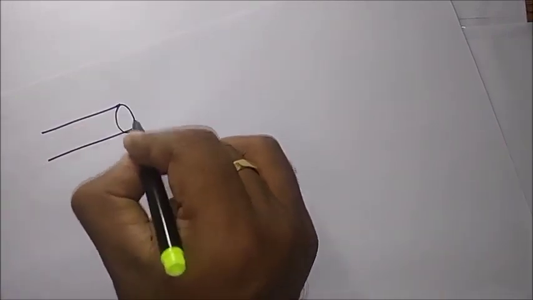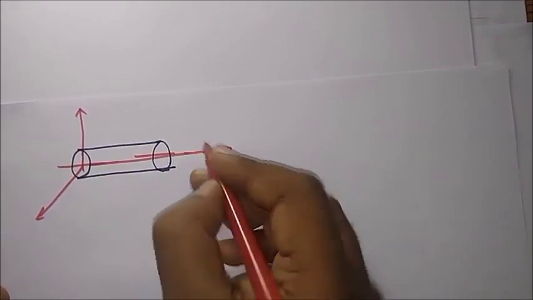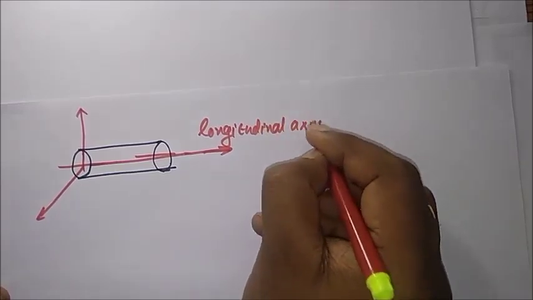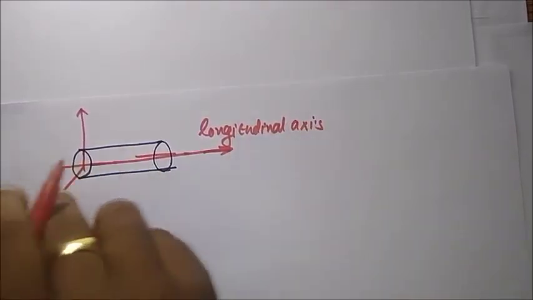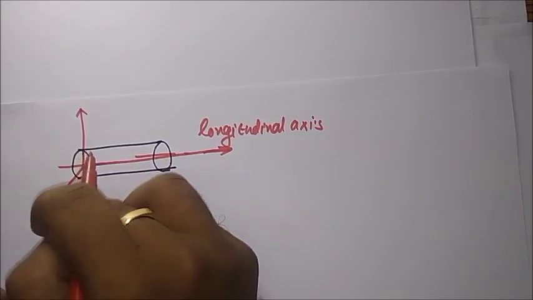Next, we have to know some axes. Consider a circular member. Horizontal axis, vertical axis. This axis is known as the longitudinal axis, the axis in the lengthwise or longitudinal direction. This is the axis in the transverse direction or lateral direction.